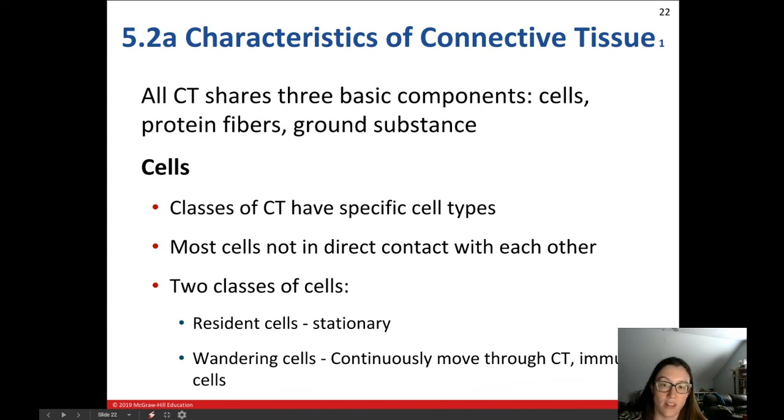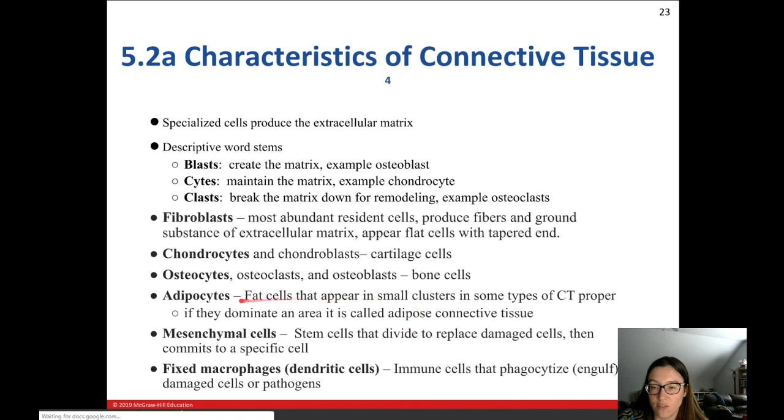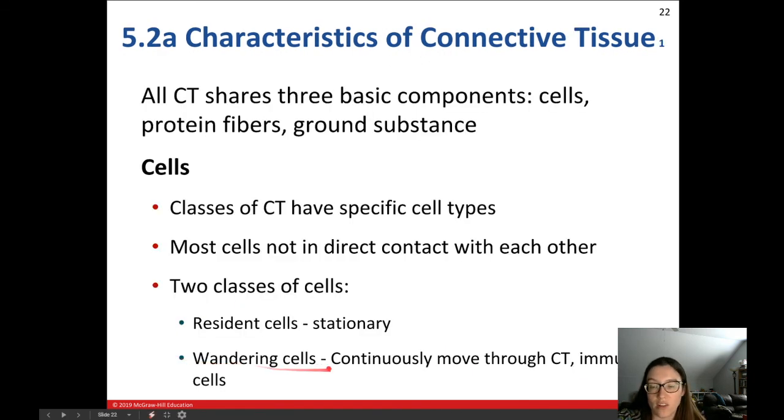There are two classes of cells: the resident cells, which stay in that connective tissue all the time, and the wandering cells that continuously move through the connective tissue. These are immune cells, and we're not going to focus too much on them now. We'll talk about them more in chapter 22.